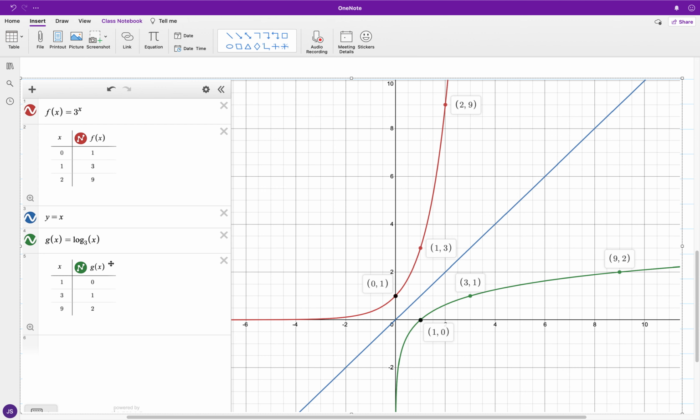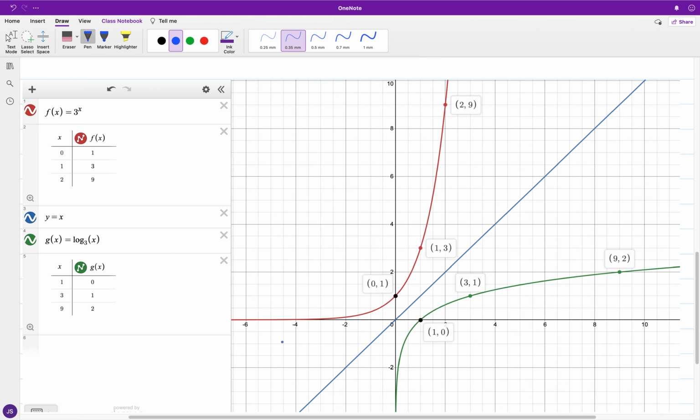And for the base 3 logarithm of x, you're going to have the interchanged x and y values from the exponential function. So you have (1, 0), (3, 1), and (9, 2). So this curve in green is in reference to the base 3 logarithm of x. And again, both of these graphs run symmetrically with respect to the line y is equal to x. All right, so this is just a bit of the dynamic that is carried out here.